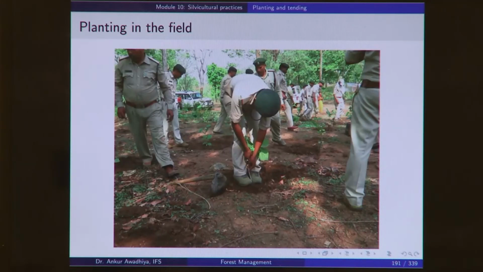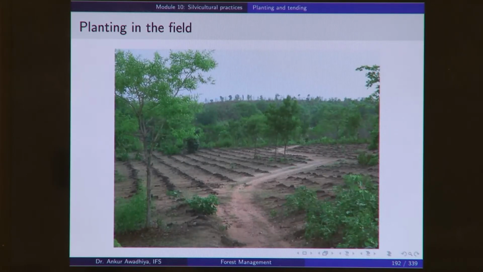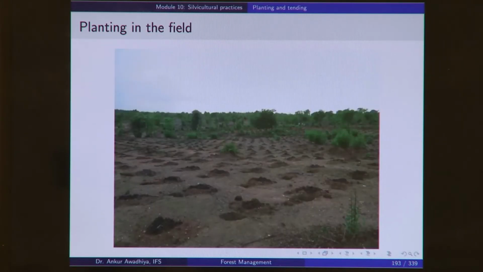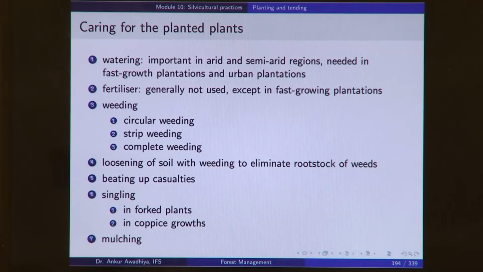this soil is compacted by standing over it, while taking care that you do not stand on top of the plant. Typically, in field situations, planting is done on a very large scale, and once the planting is done, you need to tend these plants, you need to care for these plants by watering them. It may be important in arid and semi-arid regions, and it is absolutely needed in fast growing plantations and urban plantations. In certain cases, you might need fertilizers, especially in the case of fast growing plants, otherwise it is generally not needed. Weeding needs to be performed together with loosening of soil.